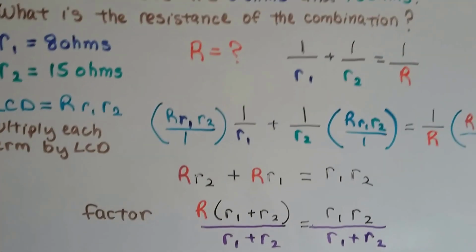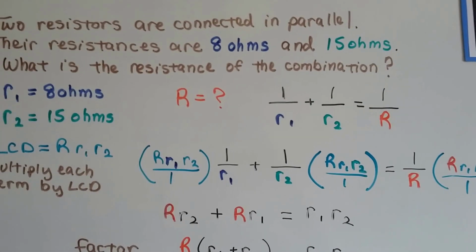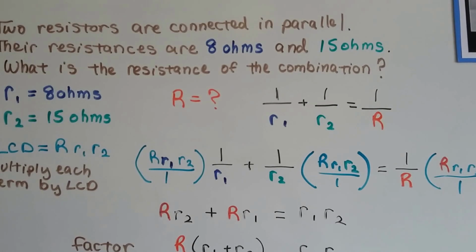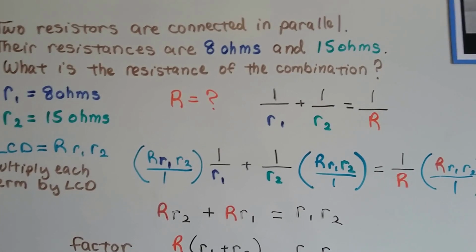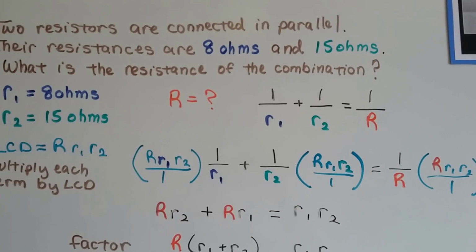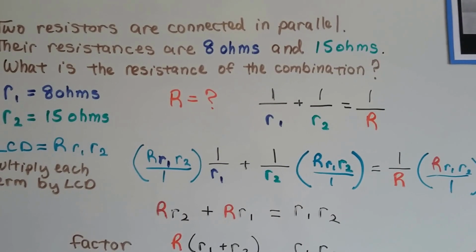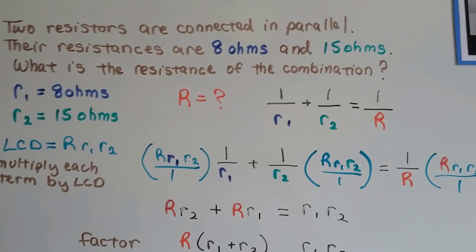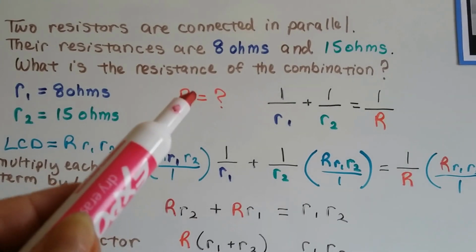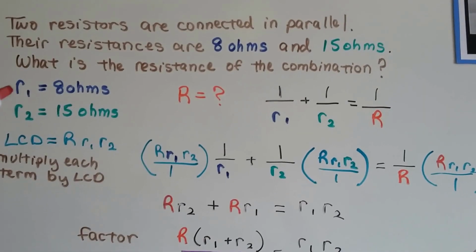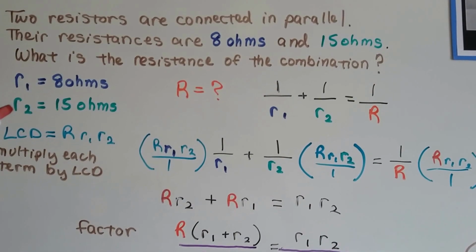So this is almost the same thing, except now we're going to be looking for the capital R. All right? So two resistors are connected in parallel. Again, the resistances are 8 ohms and 15 ohms. What's the resistance of the combination? So we know that that big red R is our combination. We know R sub 1 is 8 ohms. R sub 2 is 15 ohms.